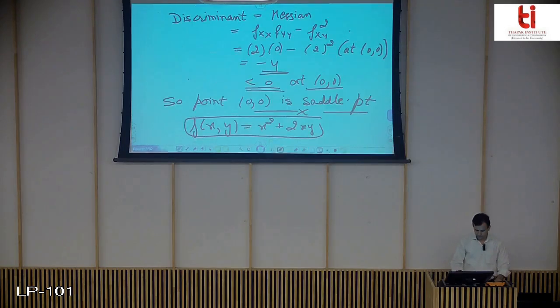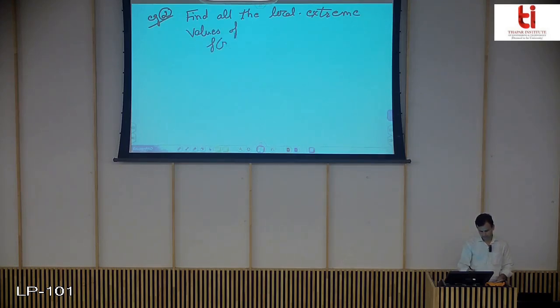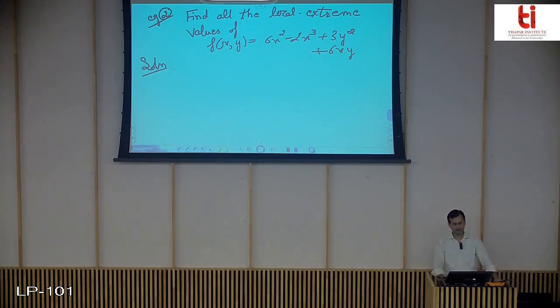Now, coming to example 2: find all the local extreme values of the function 6x square minus 2x cube plus 3y square plus 6xy. So this is a question where you have to find all the local extreme values of this function. Again, the boundary is not given, so boundary points are excluded. We are left with critical points.